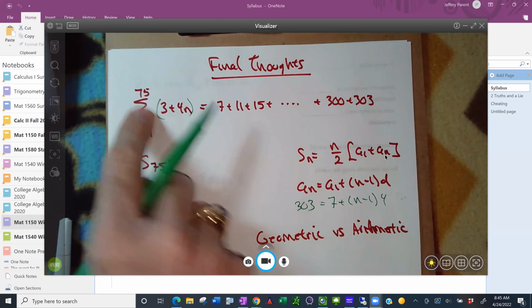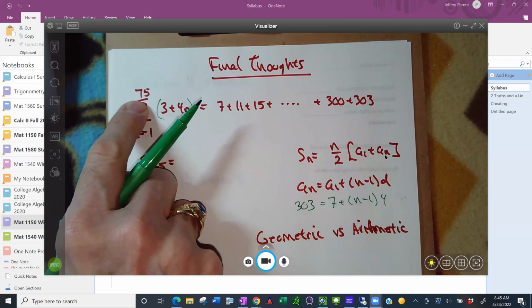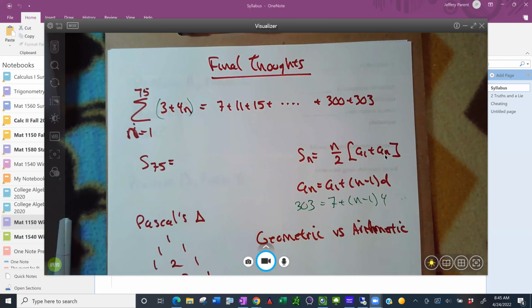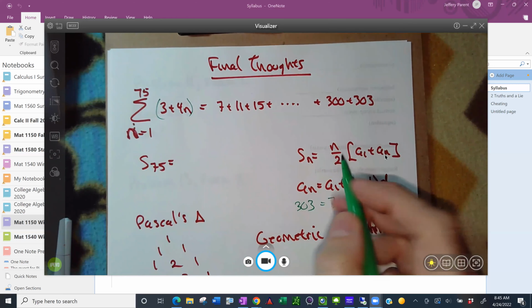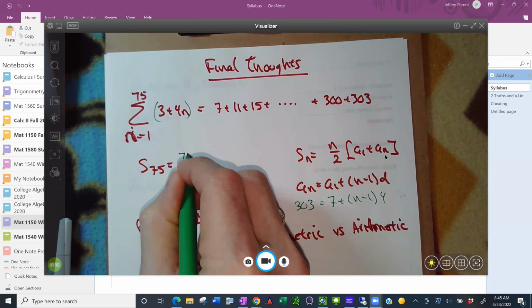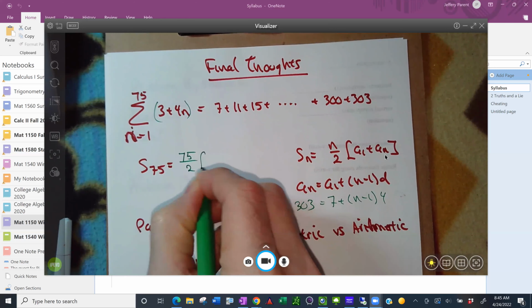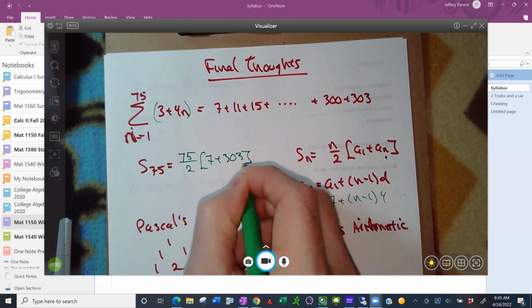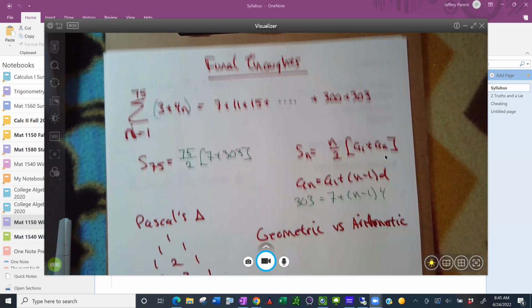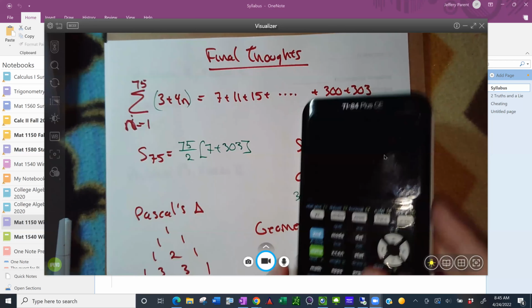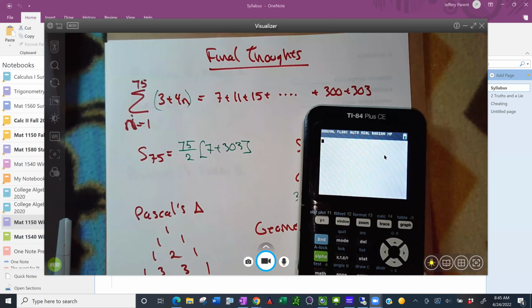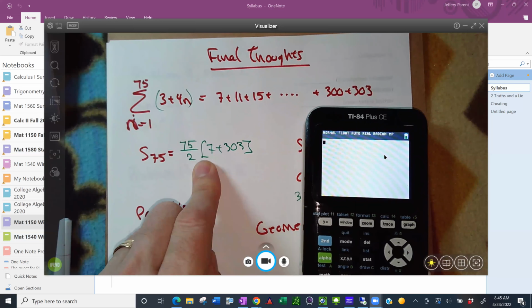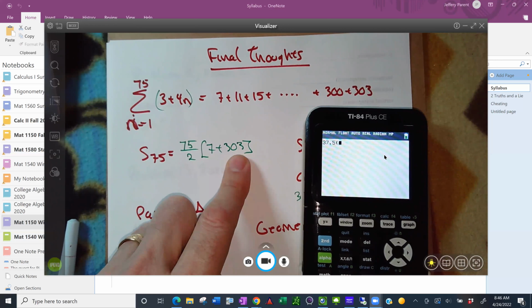Here, that number comes from the summation. The upper limit here is 75, so you've got that, that's 75. S sub 75 would be 75 terms. Here's the first term, here's the last term. And that's all there is to it. The rest is just taking out a calculator. Let's see, that's going to be 75 over 2, so 37.5 times, call it 310.